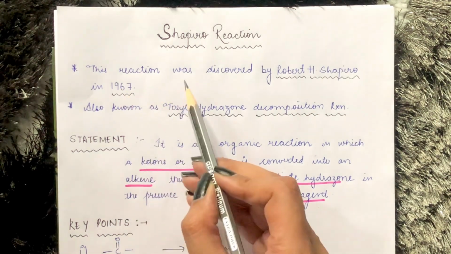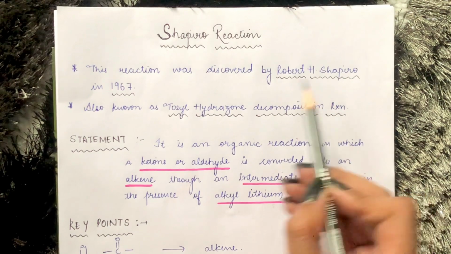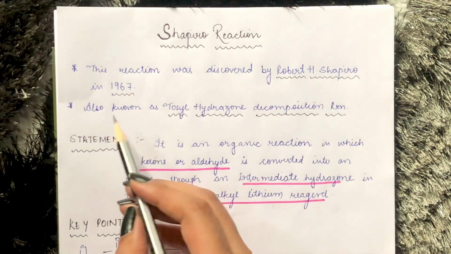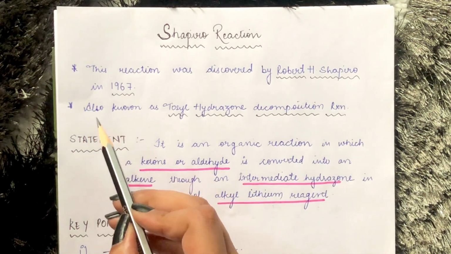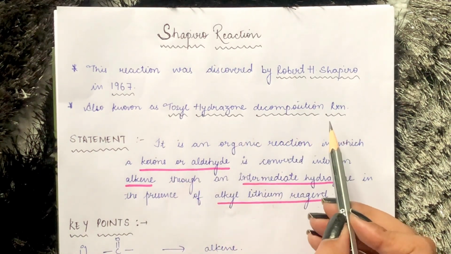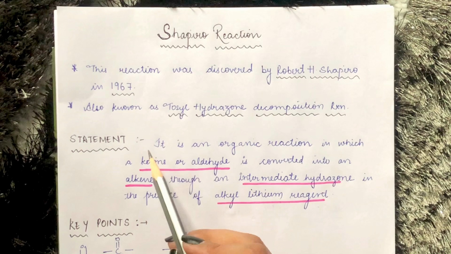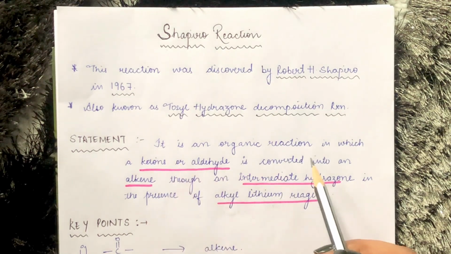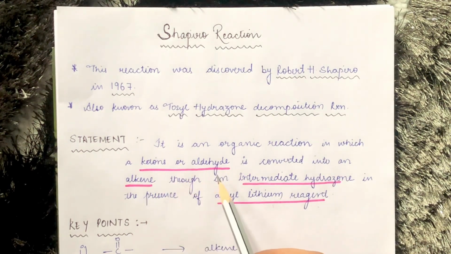So let's start with the basic introduction. Shapiro reaction was discovered by Robert H. Shapiro in 1967 and in some articles it is also known as tosyl hydrazone decomposition reaction. Shapiro reaction is an organic reaction in which a ketone or aldehyde is converted into an alkene through an intermediate hydrazone in the presence of alkyl lithium reagent.